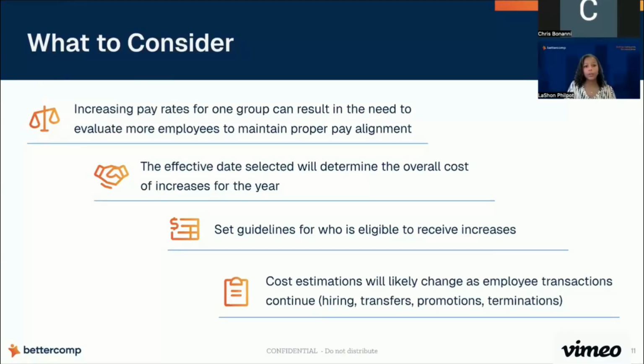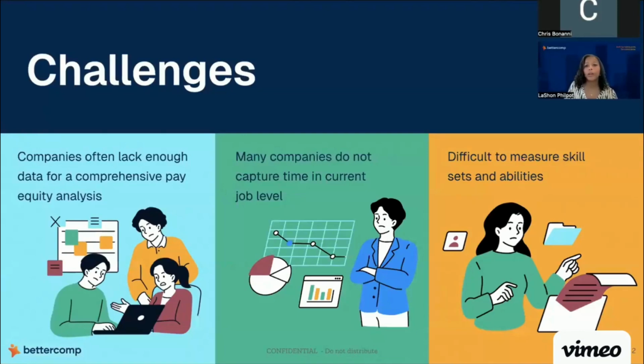And now let's go over some challenges that you might face. Data is often lacking when attempting to complete a comprehensive pay equity analysis. Examples of missing data include education, overall years of experience, experience at a current job level. Once an employee is hired, the experience listed in their resume is discussed during the interview process, but typically is not captured in the system. So when the organization needs to conduct a compensation analysis, these data points are normally not available to consider.